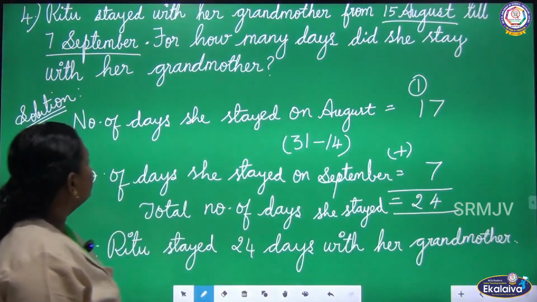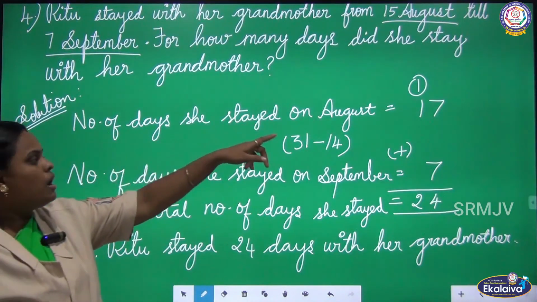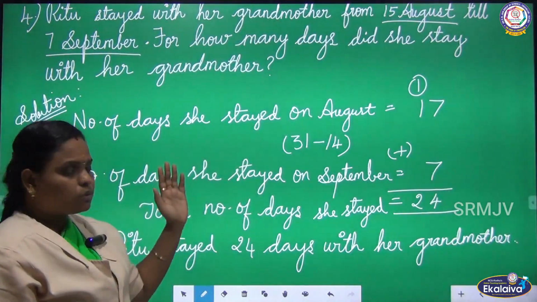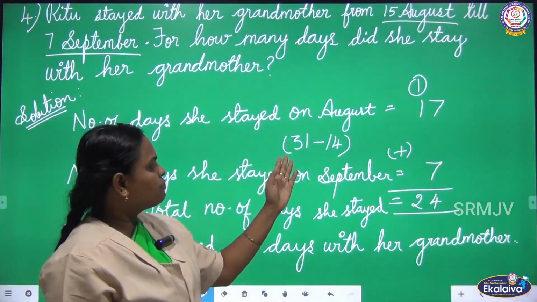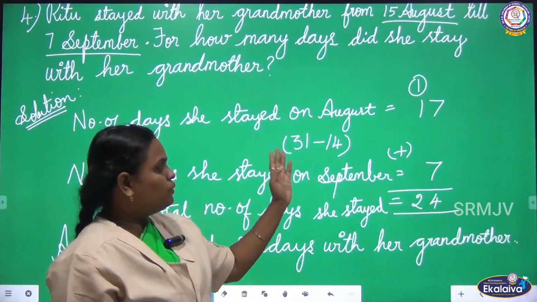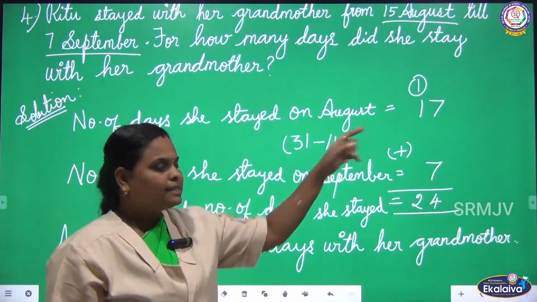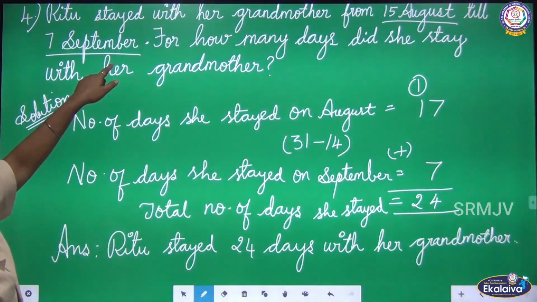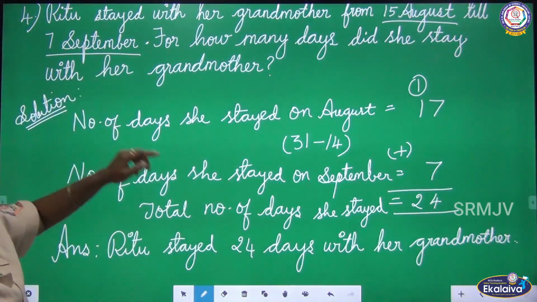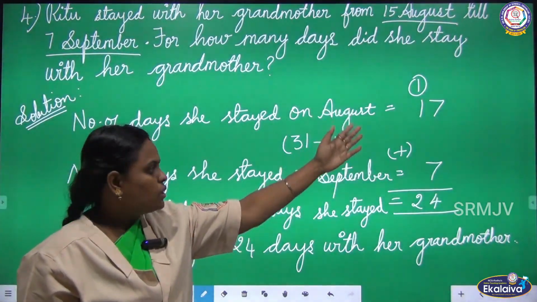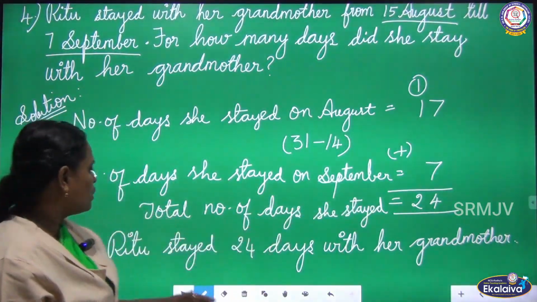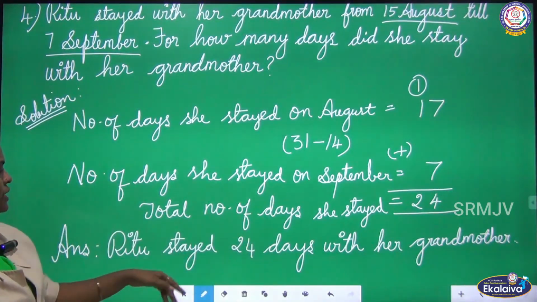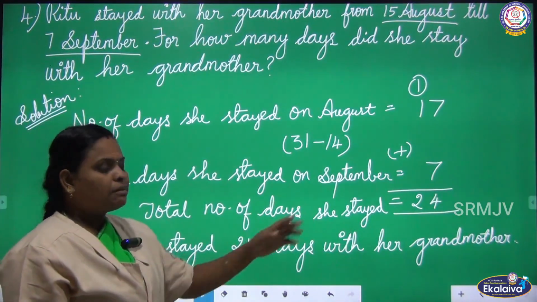First we have to write number of days stayed on August equal to 17. From August 15, so we are going to calculate 15 also. So if you subtract 14 from 31, 31 minus 14 is 17. Next, number of days she stayed on September equal to how many days? Till 7 September, so in September 7 days. So write 7. If you add 17 plus 7 is 24. So total number of days she stayed equal to 24. So Ritu stayed 24 days with her grandmother.